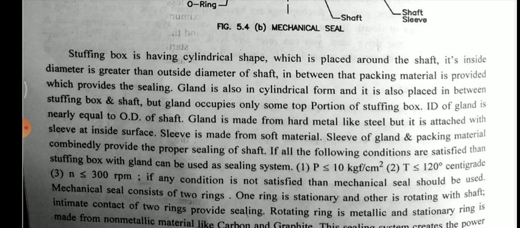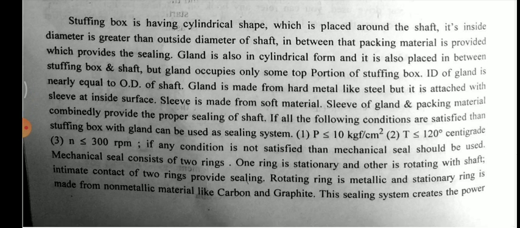Gland is also cylindrical in form and it is also placed in between the stuffing box and shaft. Gland, as we showed in the figure, occupies only some top portion of the stuffing box. Inside diameter of the gland is nearly equal to the outside diameter of the shaft. Gland is made from hard metal like steel, but it is attached with a sleeve at the inside surface, and the sleeve is made from soft material. Sleeve and gland packing material combined provide the proper sealing of the shaft.